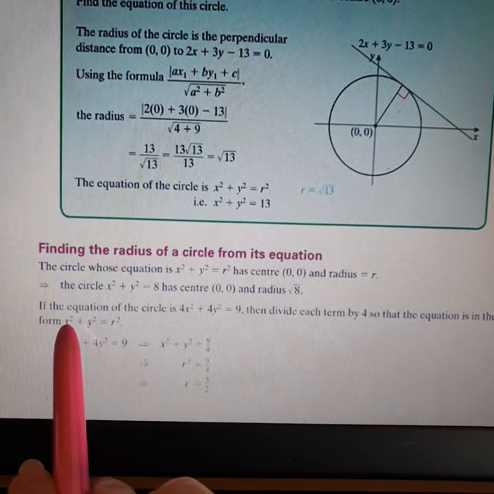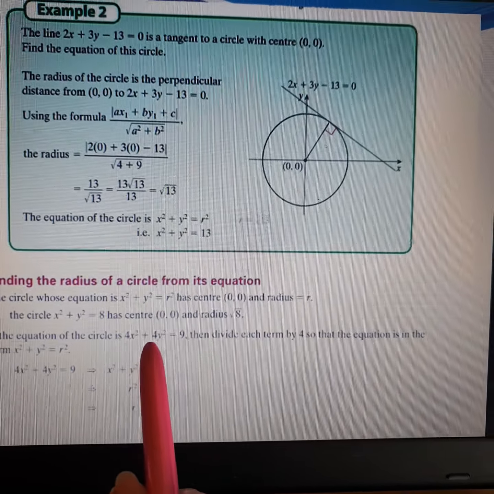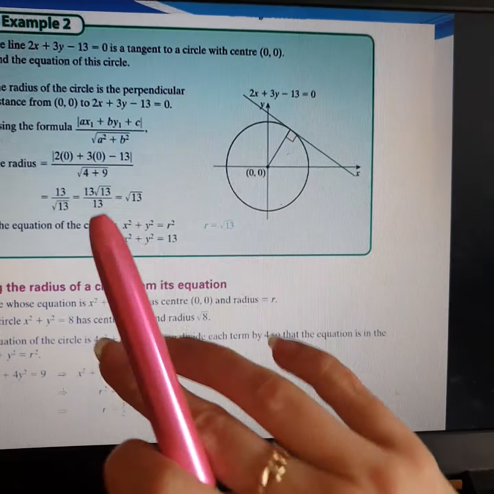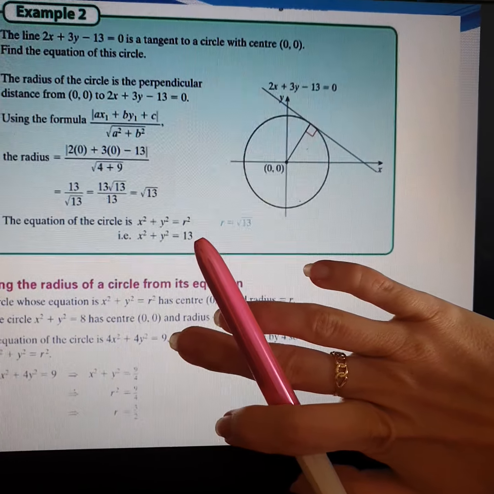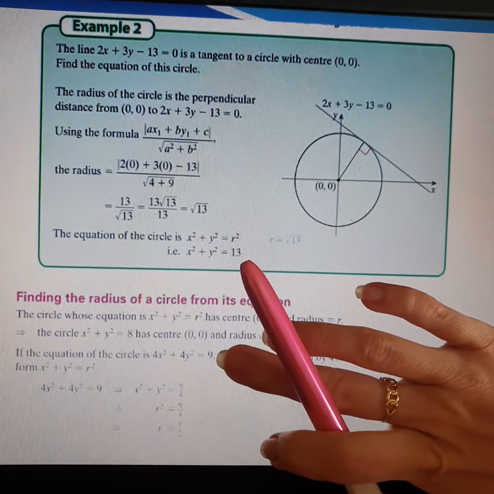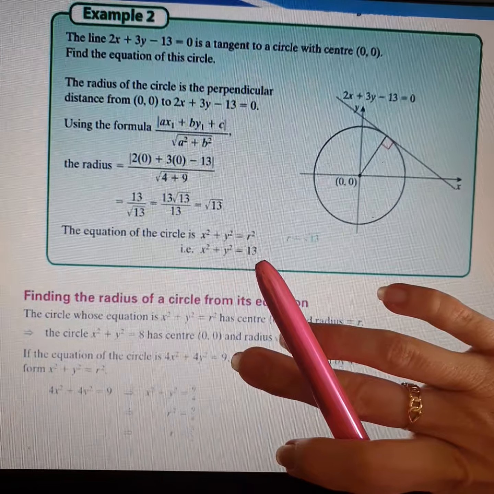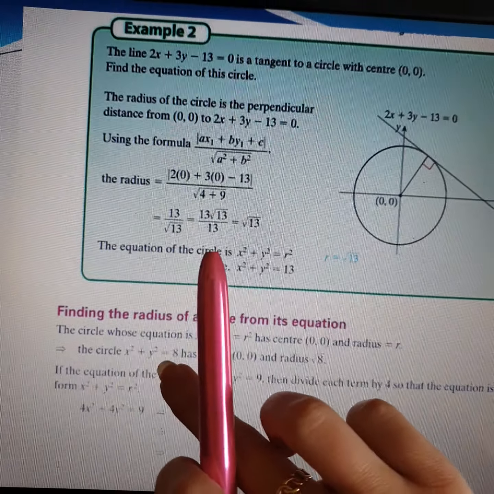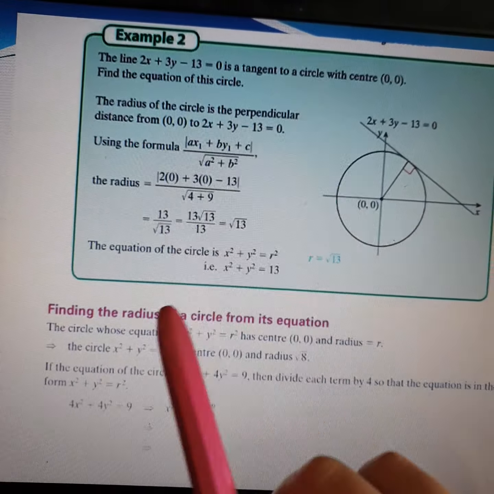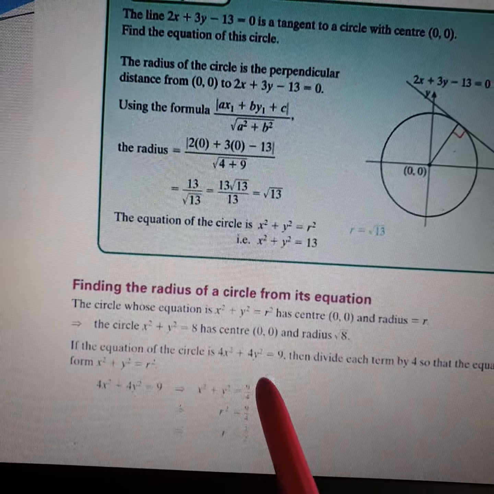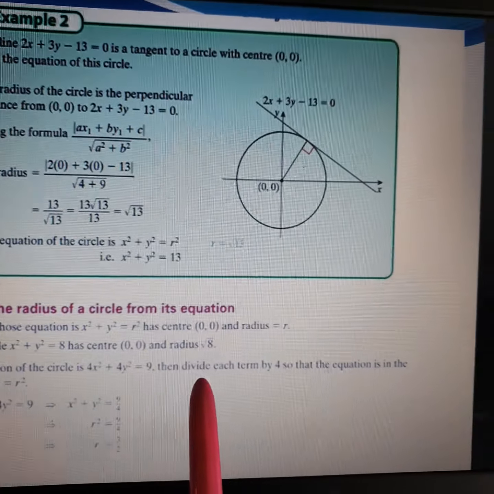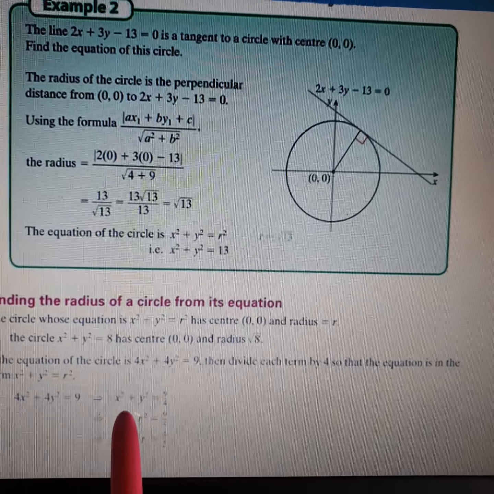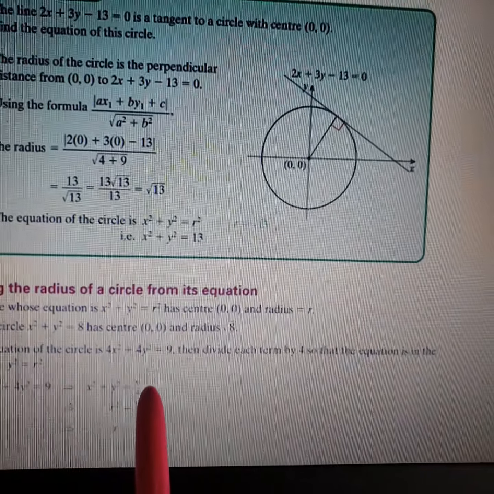Then this one here, look. If the equation of the circle is 4x squared plus 4y squared is equal to 9, and it asks you for the radius, the centre is going to be 0, 0. Now at the moment it's not in the form x squared plus y squared is equal to r squared. It's in the form 4x squared plus 4y squared is equal to 9. So you divide across each term by 4, and that will leave you with x squared plus y squared is equal to 9 over 4.